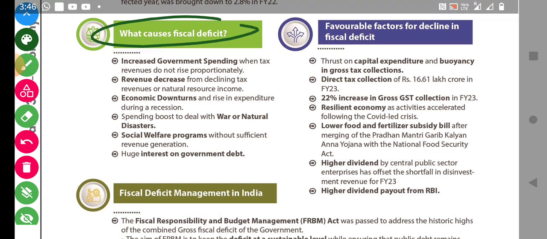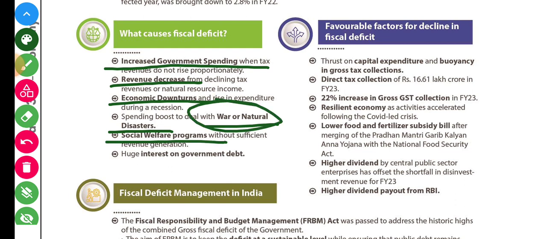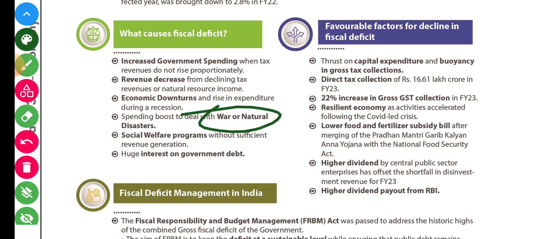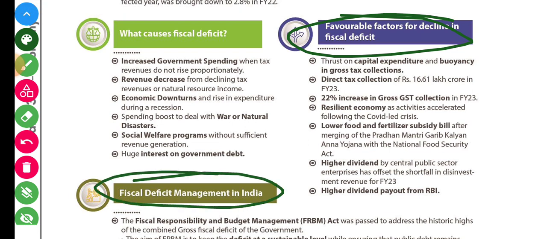What causes fiscal deficit? Increased government spending, revenue decrease, economic downturn, war or natural disasters, social welfare programs, huge interest on government debt. So this is common in every question, so you can remember this point. And what are the favorable factors for the decline in fiscal deficit, and what is the fiscal deficit management in India?